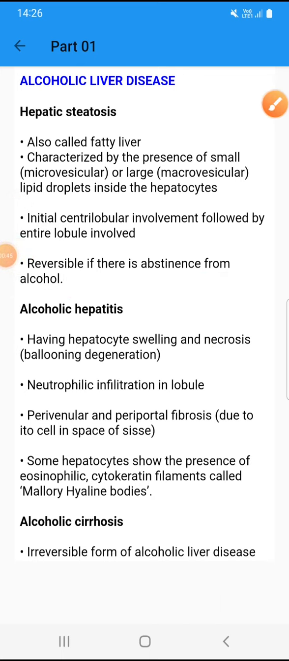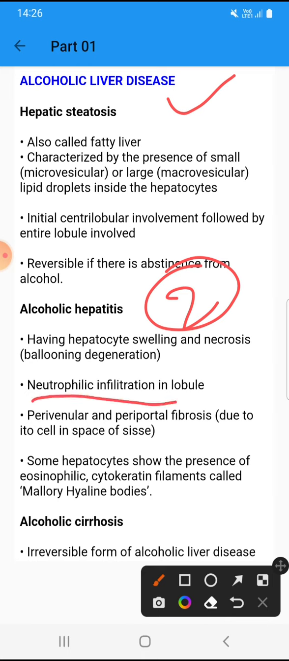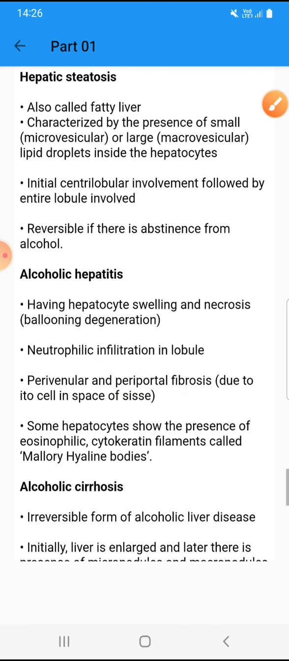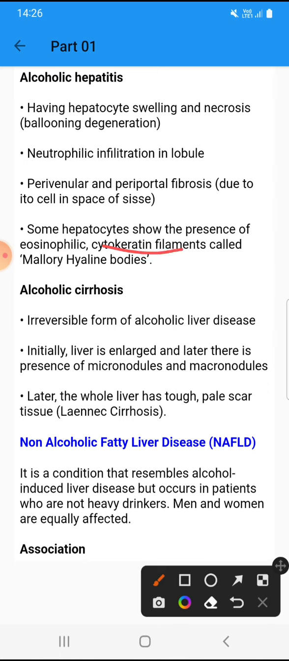Now, alcoholic hepatitis is the second step of alcoholic liver disease. The second stage has hepatocyte swelling and necrosis, ballooning degeneration, neutrophilic infiltration in lobules, and perivenular and periportal fibrosis. Some hepatocytes show the presence of eosinophilic cytokeratin filaments called Mallory-Denk bodies.